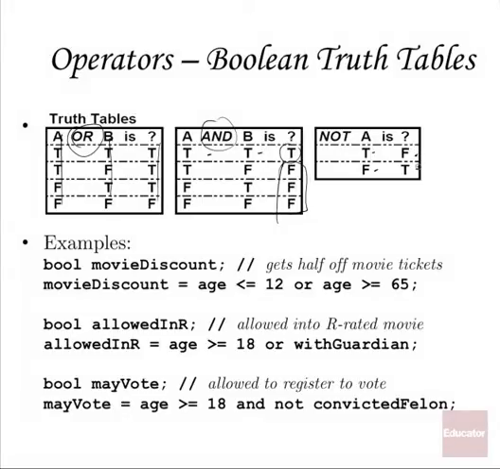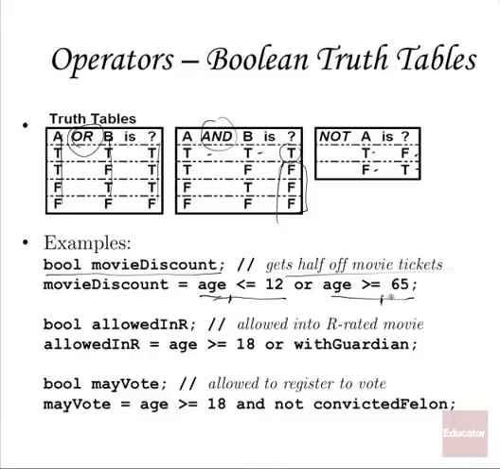And some examples, semi-real world. We have a Boolean value called movie discount. We want to find out, is this person eligible to get his movie tickets at half off price? Well, we want to find out what the user's age is. If it's less than or equal to 12 or greater than or equal to 65, then he gets a movie discount. This is the young age discount. This is the senior citizen discount.